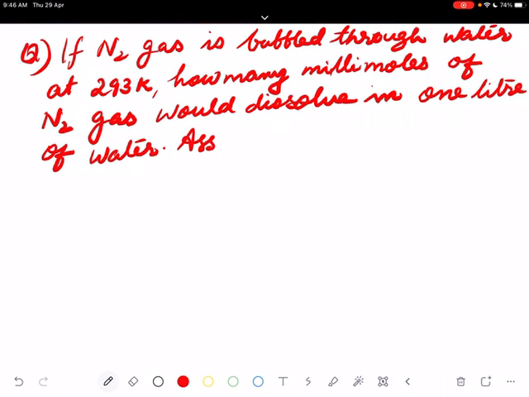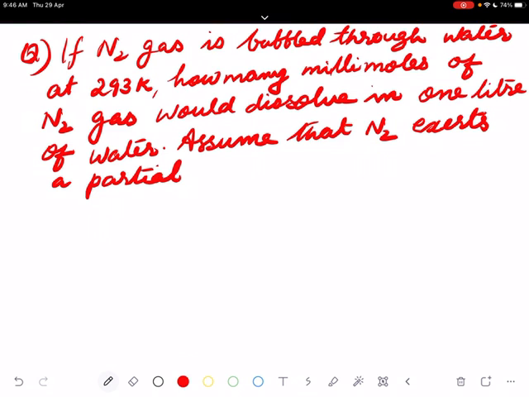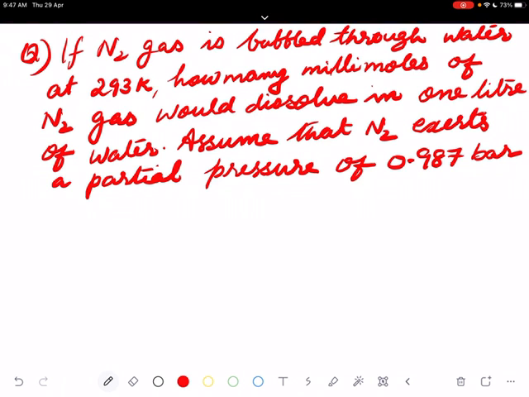Assume that N2 exerts a partial pressure of 0.987 bar. KH of N2 at 293 Kelvin.